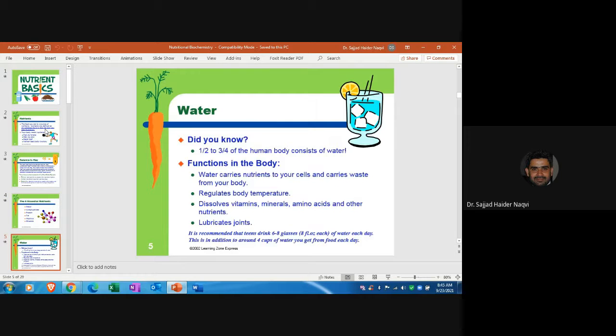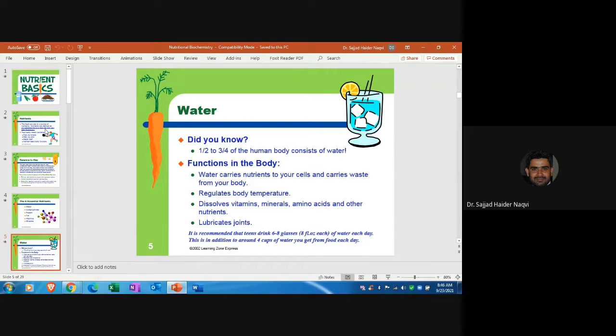Let's start with water first. We all know that water is the most abundant component of our body, and there are different values, like 75 to 80% of your internal environment, the cellular environment, is composed of water. Or in other words, you can say half to 3/4 of the human body in principle consists of water. So that shows the proportion and the importance of this fluid in our body.